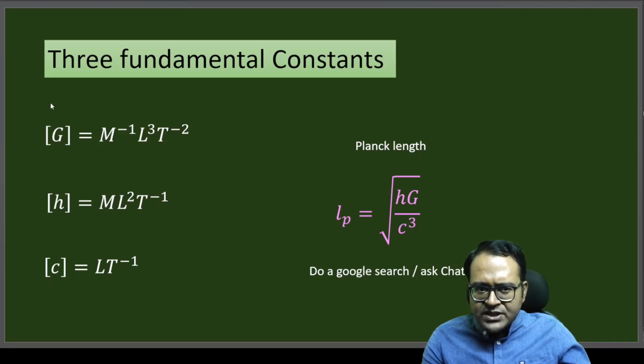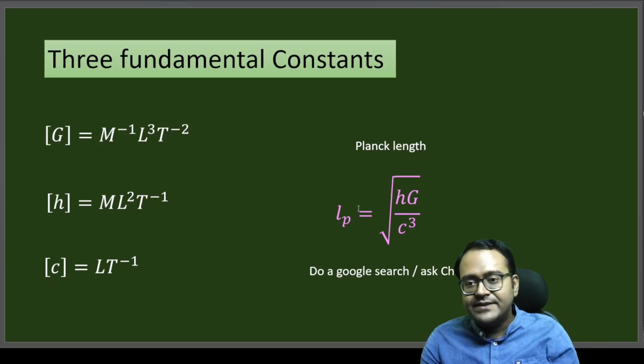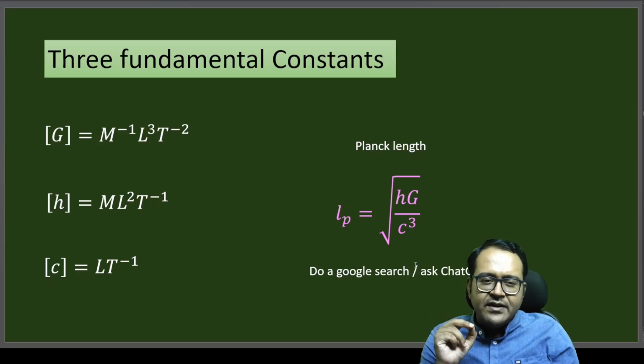If you multiply h and g, divide by c cubed, and take a square root, you will verify that we get some quantity with dimension of length. We call this Planck length. Do a Google search or ask ChatGPT to know what the numerical value of this is and what could be its significance. You can calculate the numerical value, right?